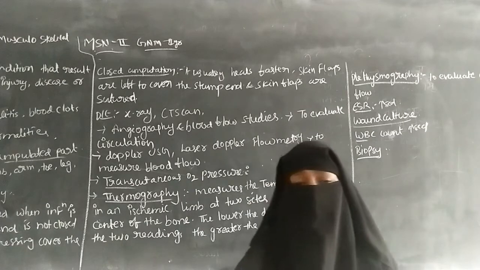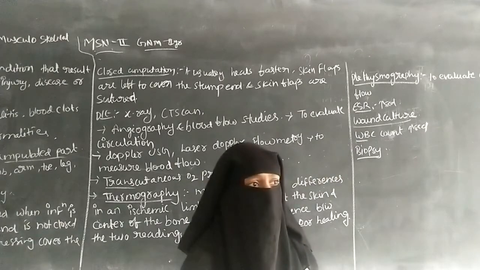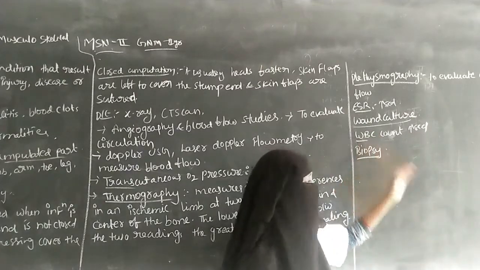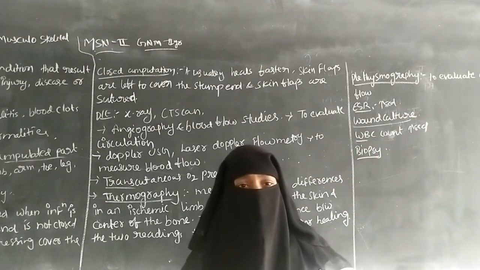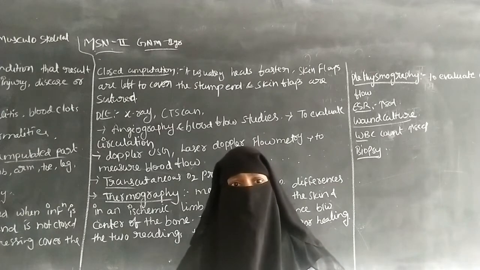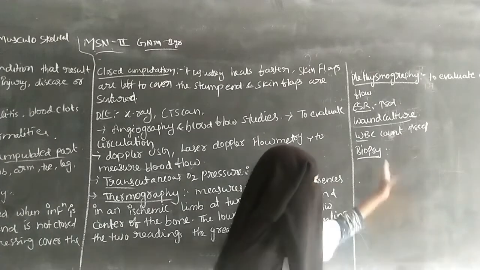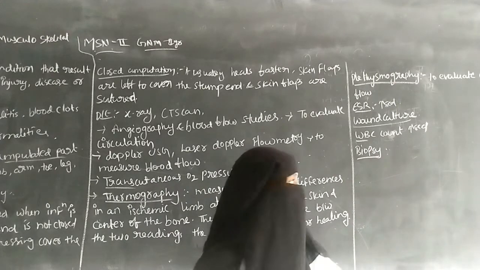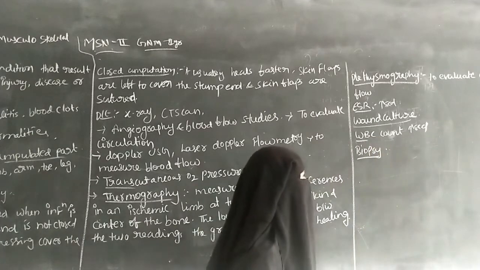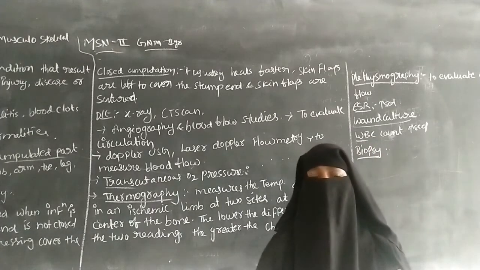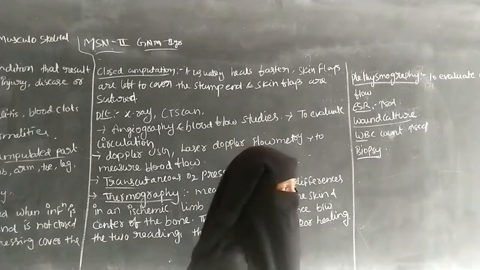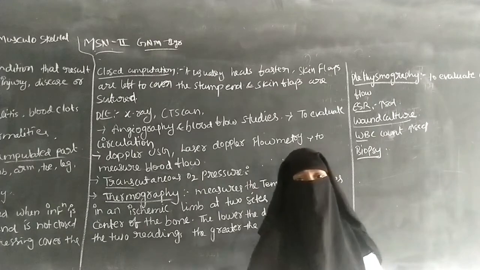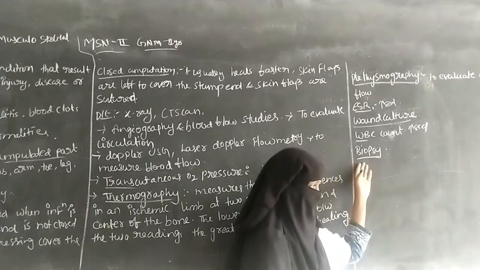So next one is WBC count. The white blood cell count can be used to diagnose infection. In amputation, the WBC count increases. The normal WBC count is 4,000 to 11,000 per microliter. So an increased WBC count indicates infection.